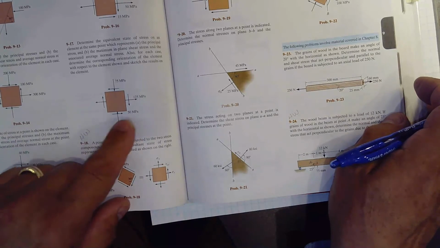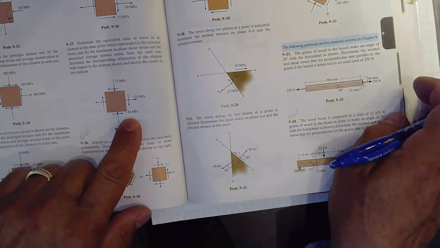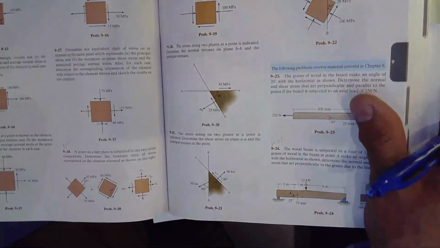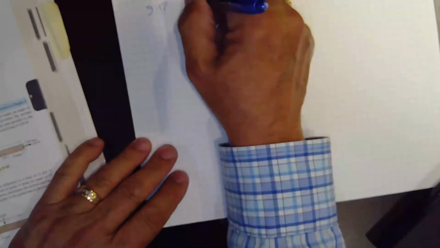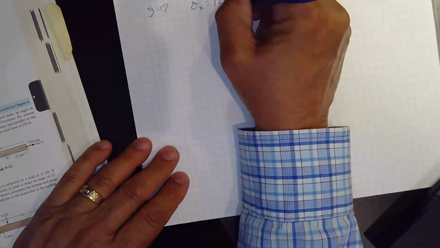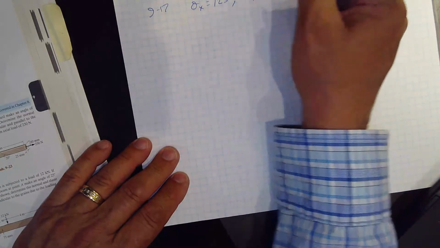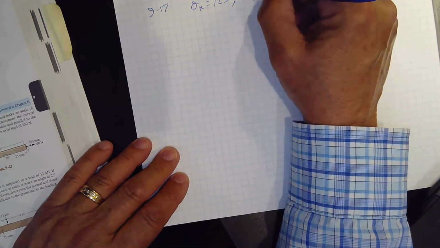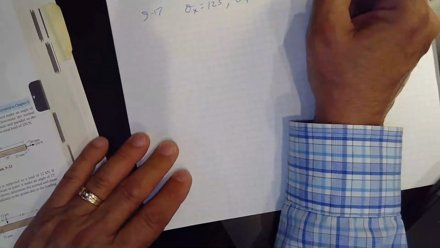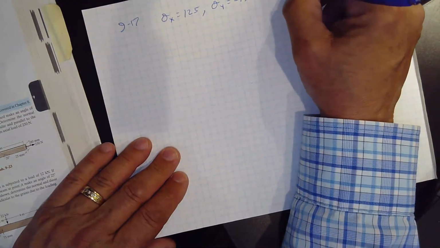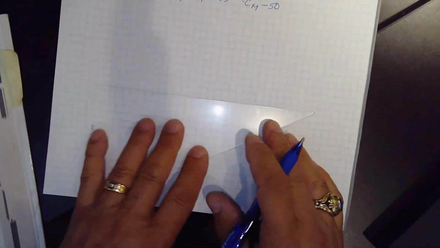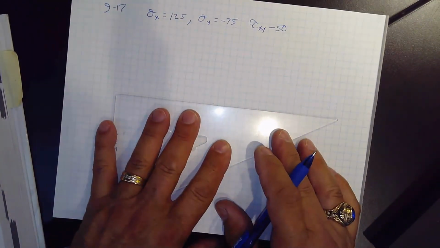So sigma x is 125, sigma y is negative 75, and tau xy is negative 50. So let's write those down. Sigma x is 125, sigma y is negative 75, and tau xy is negative 50. And we're going to draw a quick Mohr circle. Hopefully I can do a better job of it this time, all right?